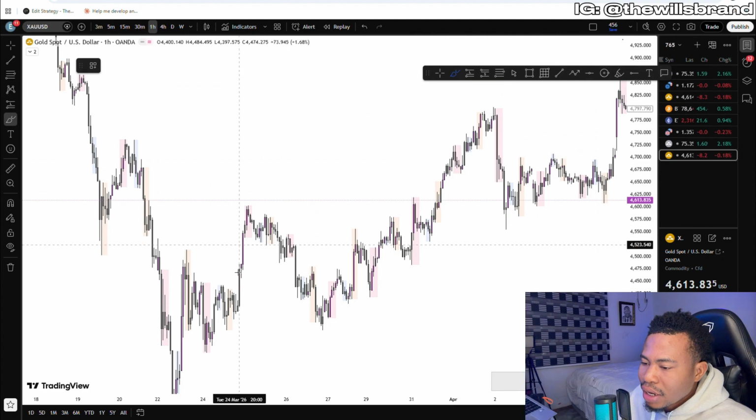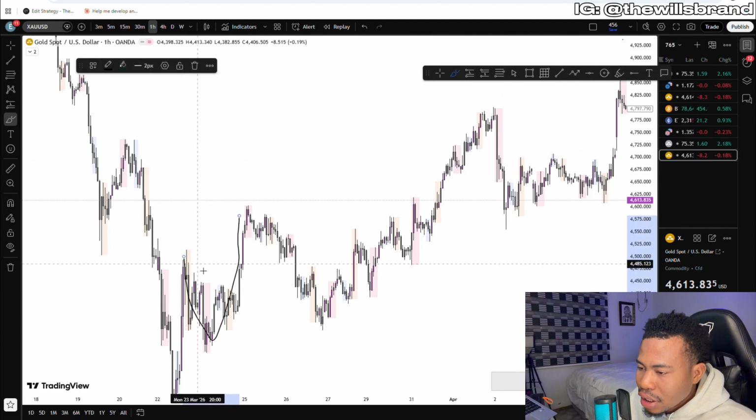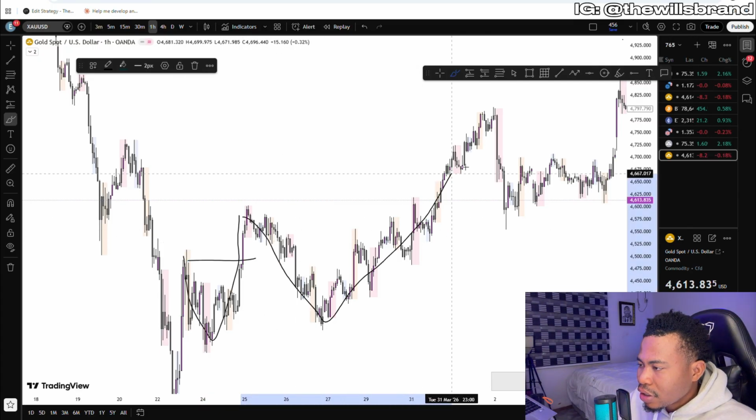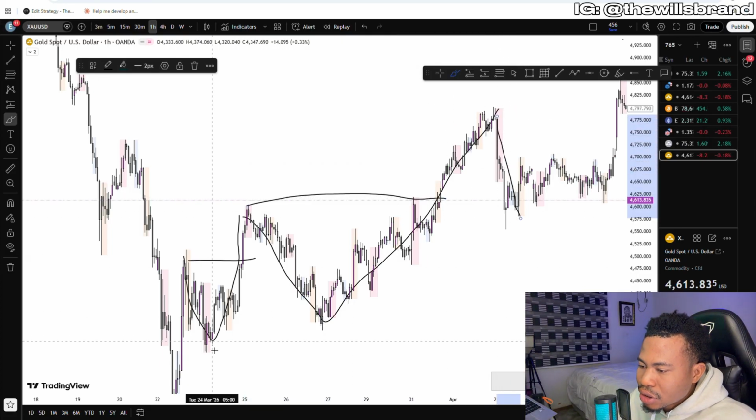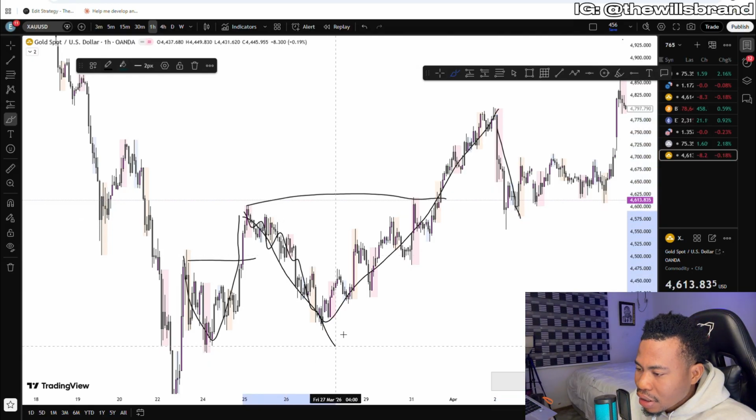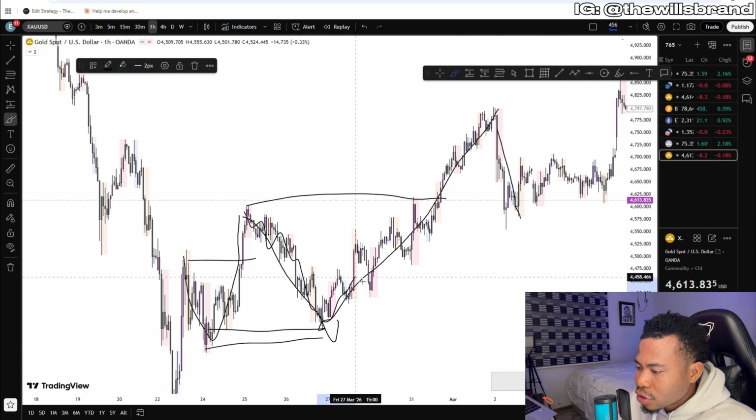Now look at this. We have this impulse, right? Then we'll have our correction. Now we'll have another impulse here. Now look at the correction. Now I want you to notice something. If you check on this impulse, we had a deeper pullback to almost the extreme level before we got that reaction to continue again.